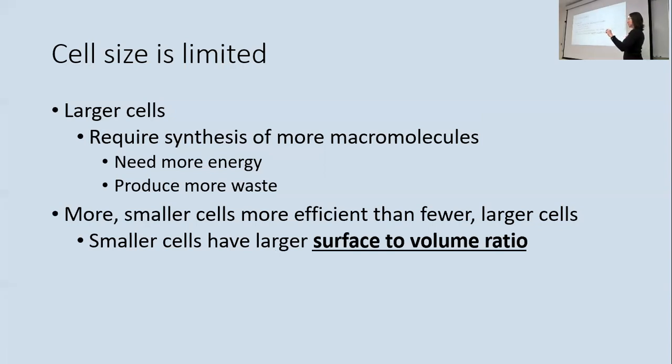So TLDR, cells are small, right? Because smaller cells have a larger surface to volume ratio. That affects the rate of diffusion: the more surface area you have for things to come in, the faster you can diffuse, and the shorter the distance on the inside, the faster things will get where they need to be. So if you are smaller, you have more surface area per unit volume versus something that is larger.